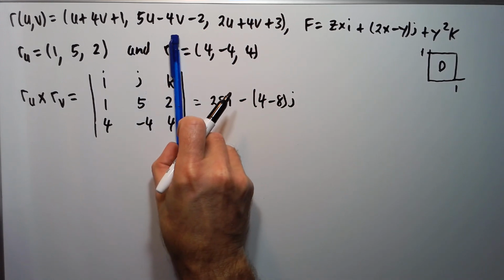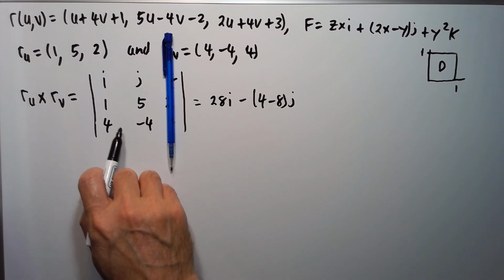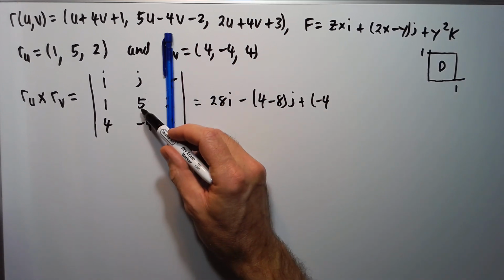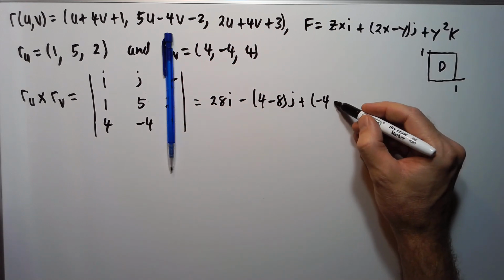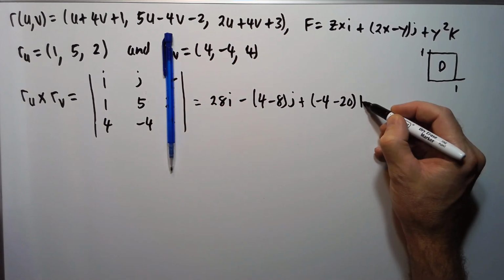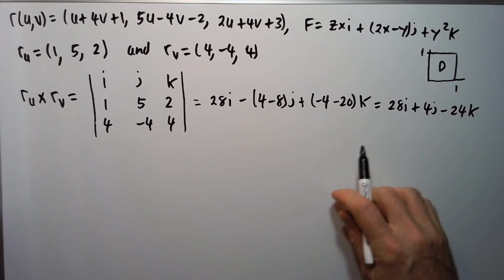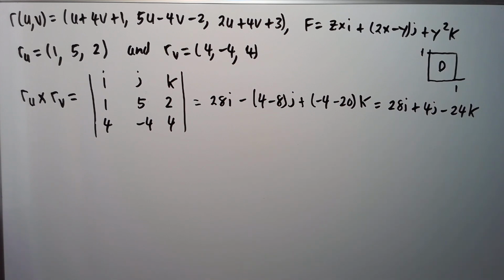J, and then the K one. 1 times 4 would be 4, so plus minus 4. And then minus 5 times 4, so minus 20. That'd be K. Hence this becomes this. So now let's do the curl next.